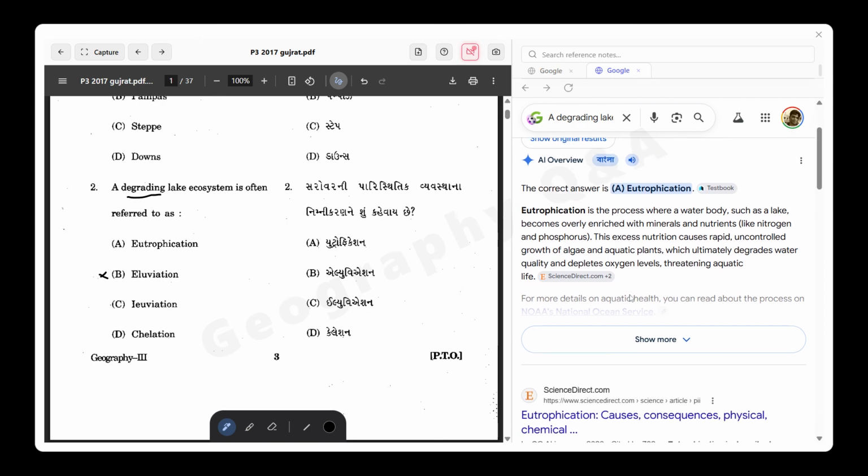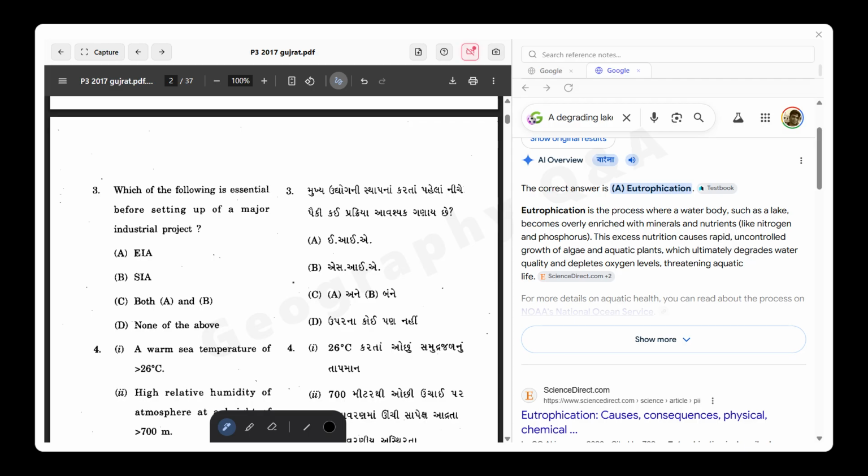What do you mean by eutrophication? Eutrophication is the process where a water body such as a lake becomes overly enriched with minerals and nutrients such as nitrogen and phosphorus. These excess nutrients cause rapid uncontrolled growth of algae and aquatic plants, which ultimately degrades the water quality, depletes the oxygen level, and threatens aquatic life. So that is the answer.